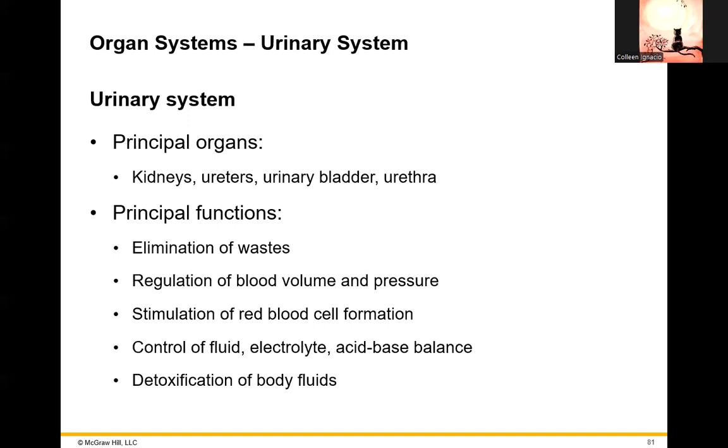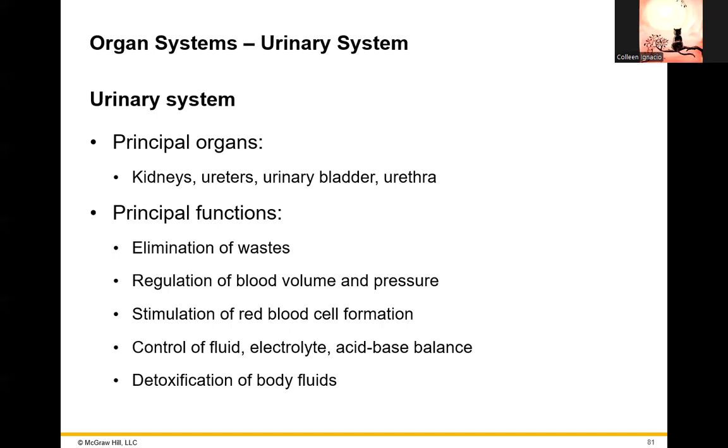Thinking urinary or renal system, think kidneys, ureters, urinary bladder, urethra. Kidneys, they are supposed to help with the filtration and elimination of waste in the body. The body excretes this waste through urine. So the kidneys make the urine, send it through the ureters to the urinary bladder, which is a muscular sac that holds the urine until it is ready to be expelled from the body. The urethra is the tube that takes that urine out of the body.